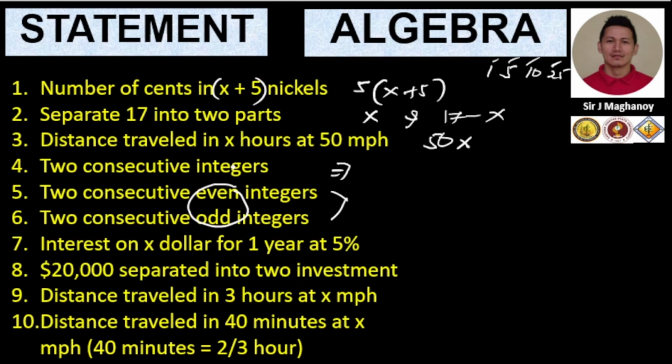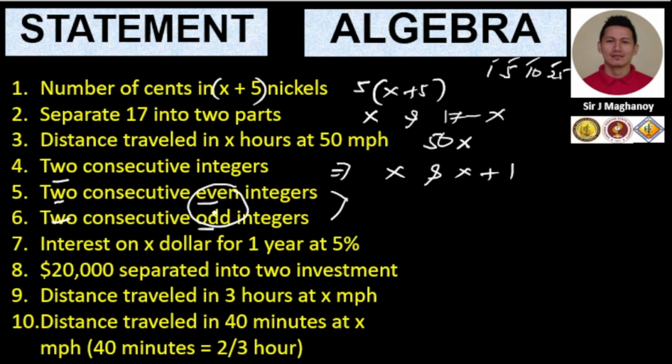If two consecutive integers, we don't have it. It is not defined if it's even or odd. Our starting statement here is two consecutive numbers. So you have two consecutive numbers here. So that is x and x plus 1. Yes, that is x and x plus 1. That is the two consecutive integers.